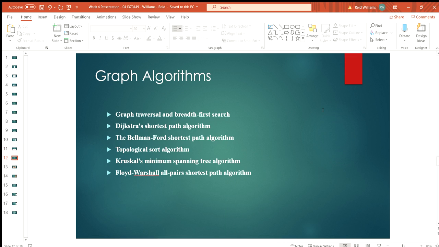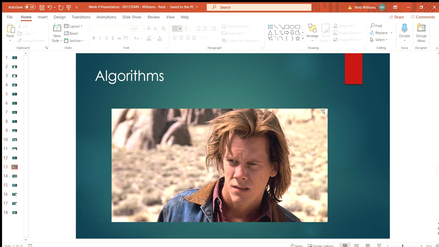So there are quite a few algorithms that can be used in association with graphs. As you can see here, these are just a number that we discussed in the actual book. There could be quite a few more, I assume that there are. And the one we'll be talking about today is the second. I don't know why I picked the one that I can't pronounce, but Dijkstra shortest path algorithm.